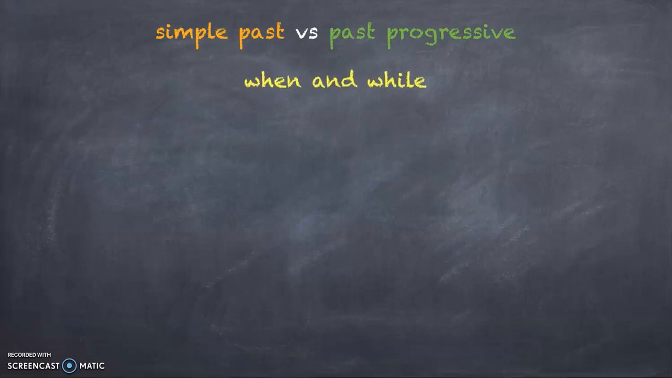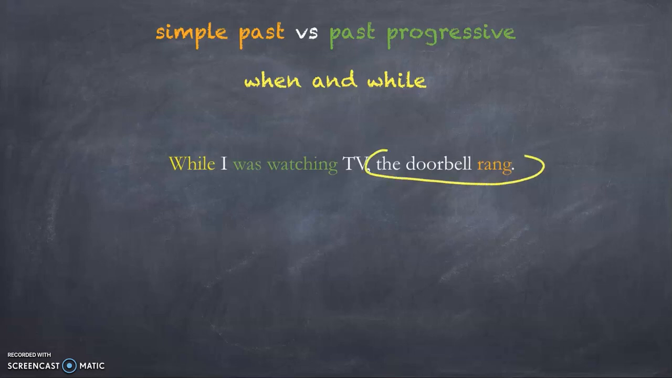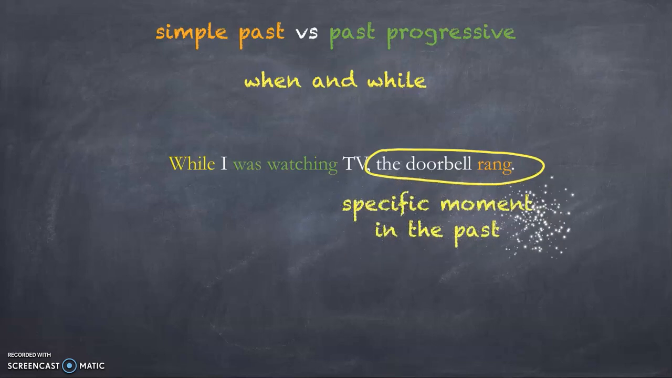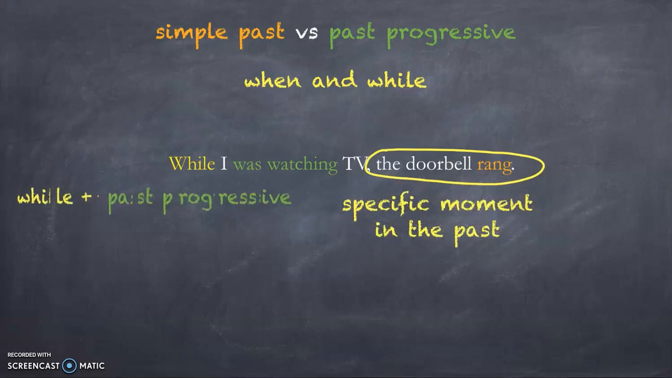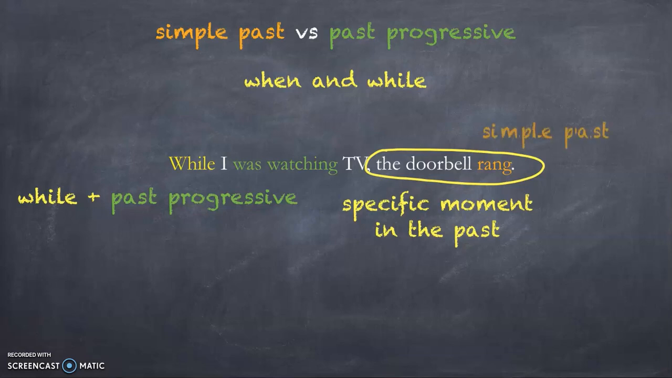Let's have a look at an example with while. While I was watching TV, the doorbell rang. Here the doorbell rang is in the past and makes the specific moment, and we use while, and in the phrase with while, we have to use the past progressive and the simple past in the other part of the sentence.